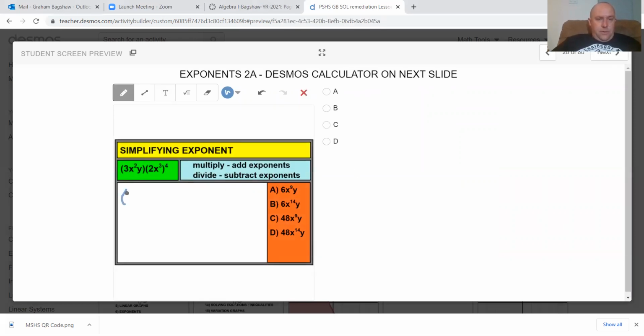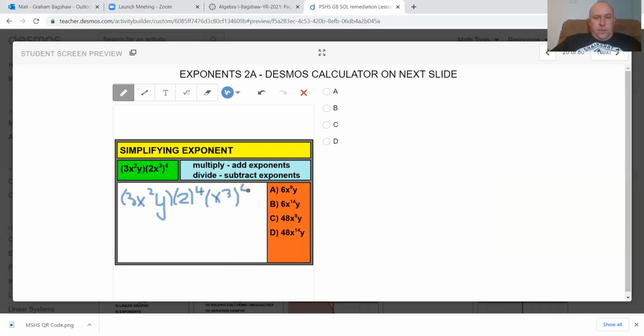Exponents. So we got 3x squared y times 2x cubed, all to the power of 4. So this is our power to a power question. That means for this one, we have to do each term to the power of 4. So I have to do 2 to the power of 4, and I have to do x cubed to the power of 4.